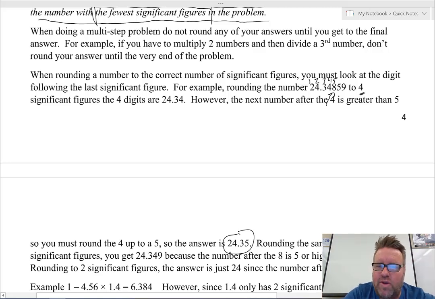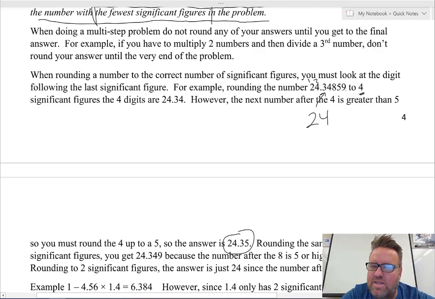Okay, what if we take this same number here and we round it to just 2 significant figures? Well, again, then we go 1, 2, okay? And the next number after the 4 is less than 5. So that means that we keep that 4 as a 4. We don't round that up to a 5. So if you round that to 2 significant figures, it'd be 24.